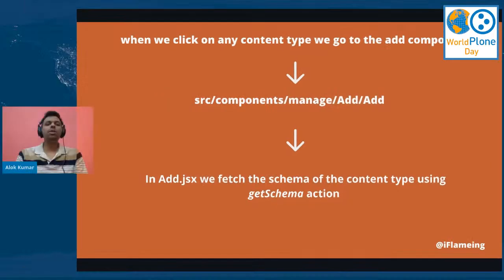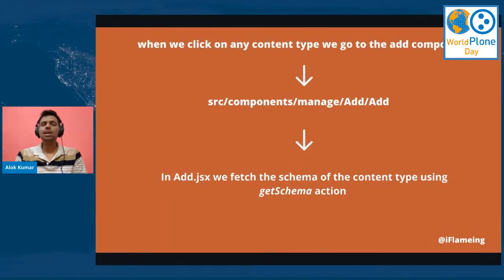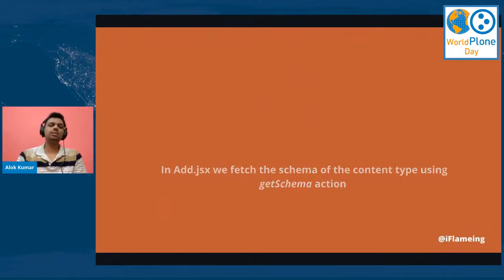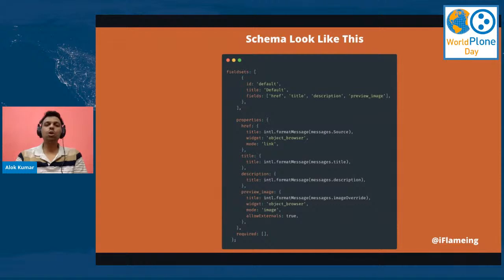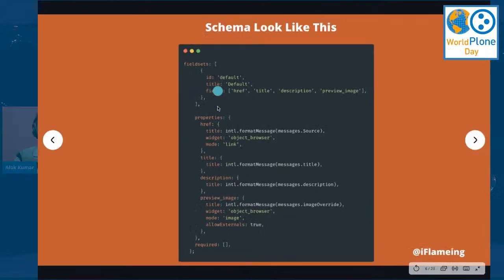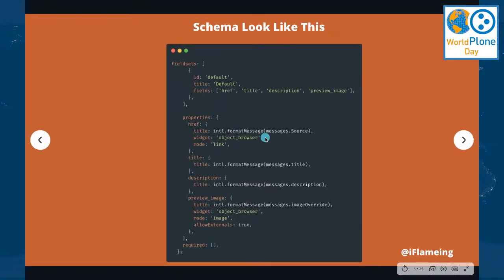Okay, so let's get to the next section: how a schema looks like in the Plone world. You can see the schema looks like this. It's a lot of things, so let's go step by step. Schema is an object which contains key-value pairs. The first key is fieldsets, the second key is properties, the third key is required. And I'm also not showing you the two other keys, which are layout and titles.